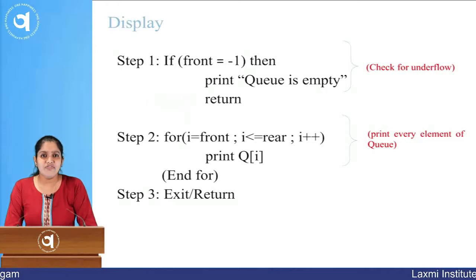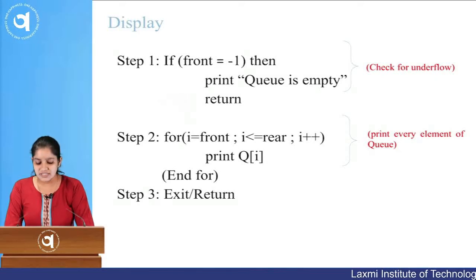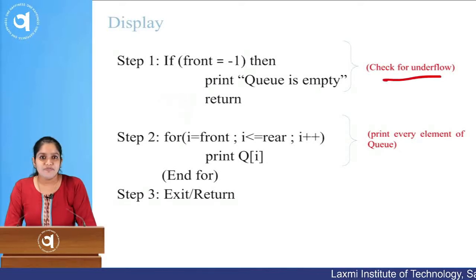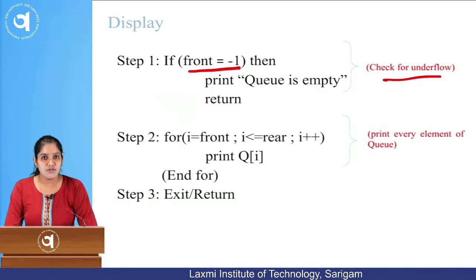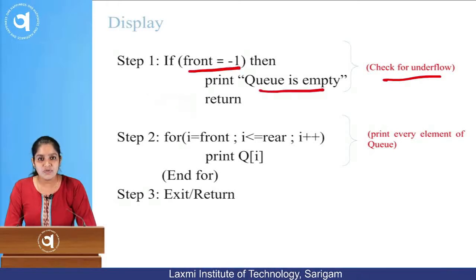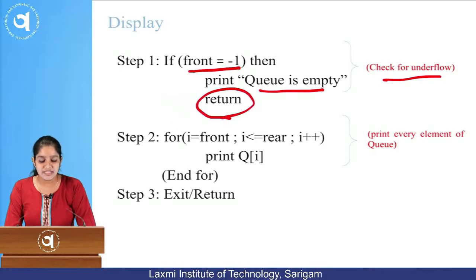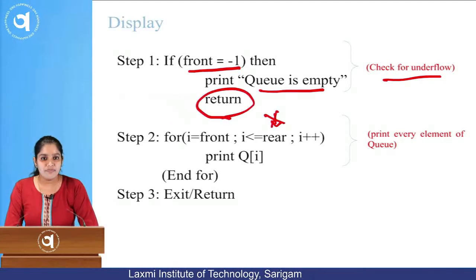Display means whatever is there in that queue, we want to display it. For that we have only 2 steps. The first step is checking for the underflow. Why is there a need for checking for the underflow? Because if we don't have any data in my queue, what is there to display? If we still try to display, it will go into an infinite loop. So we need to check whether my queue is empty or not. If my front is equal to -1, then simply print queue is empty and return from here. There is no need to go further.